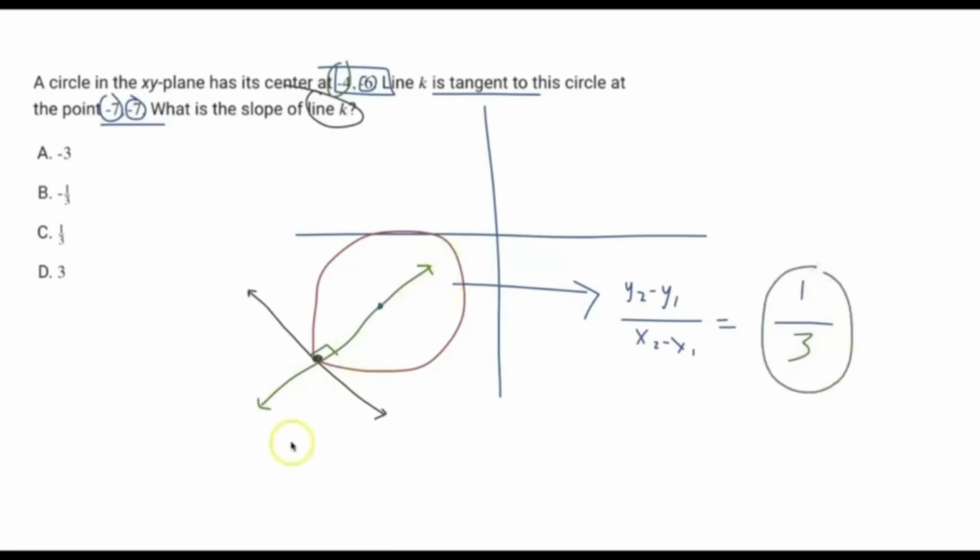which makes sense because if you look at the diagram, it is positive. It's going to be positively linear, and therefore a positive slope as 1/3 makes sense. So then what is the slope of line K? Well, we just need to take the opposite reciprocal, and the opposite reciprocal here is going to be -3. And therefore our answer choice is going to be A.